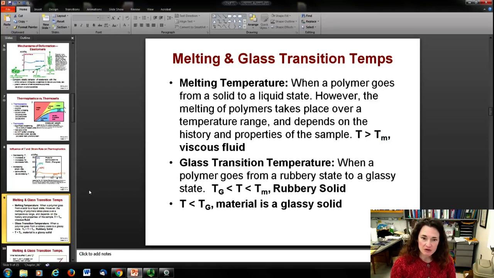There's also the glass transition temperature for polymers, and that's when a polymer goes from a rubbery state to a glassy state. So when a polymer is in between its glass transition temperature and its melting temperature, it's a rubbery solid. But if it's less than the glass transition temperature, then it's a glassy solid. Now, if you have a highly crystalline polymer, then there's not a very large temperature difference between the glass transition temperature and the melting temperature, so they come together.